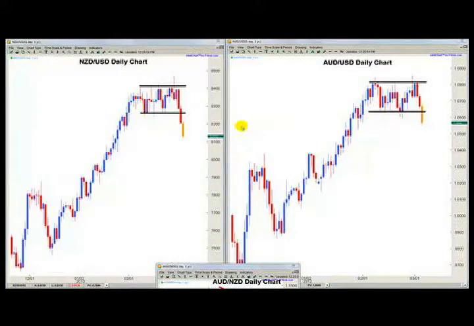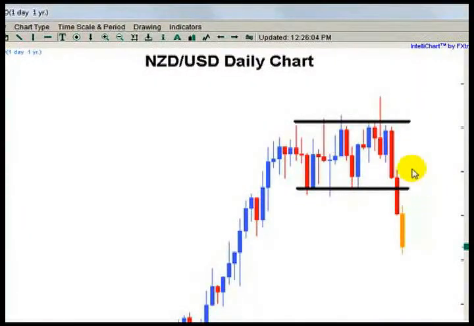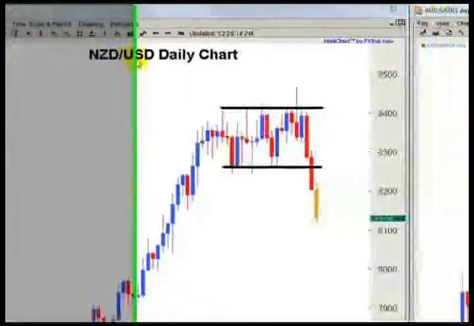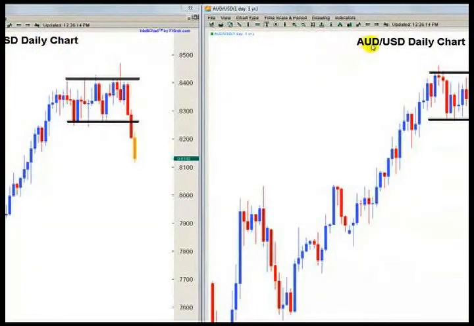Hi folks, this is Sean Hyman, and I wanted to talk to you today about how to use the majors, which are dollar pairs, to determine what will happen in cross pairs, which are pairs that do not involve the dollar. And today I want to show you two major charts, New Zealand dollar on the daily chart and the Australian dollar on the daily chart.